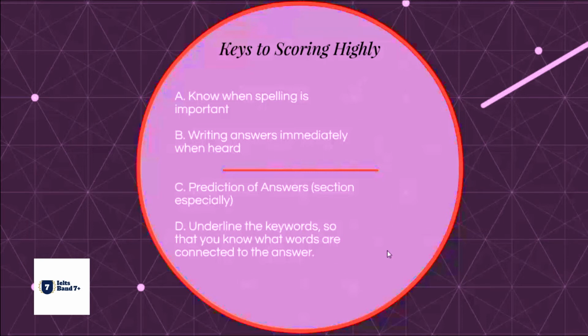Write your answers immediately when you hear them. Predictions of answers is so important. In section 1 and sometimes in section 2, you can predict what the answer might be. It is really important to learn how to do that. Also, underline your keywords so that you know the words the answer is connected to. All right? So we're going to go over these things as we go through the examples. We're going to go through section 1, section 2, section 3, section 4 examples. And you're really going to get a chance to really learn how to do the IELTS listening section with us.